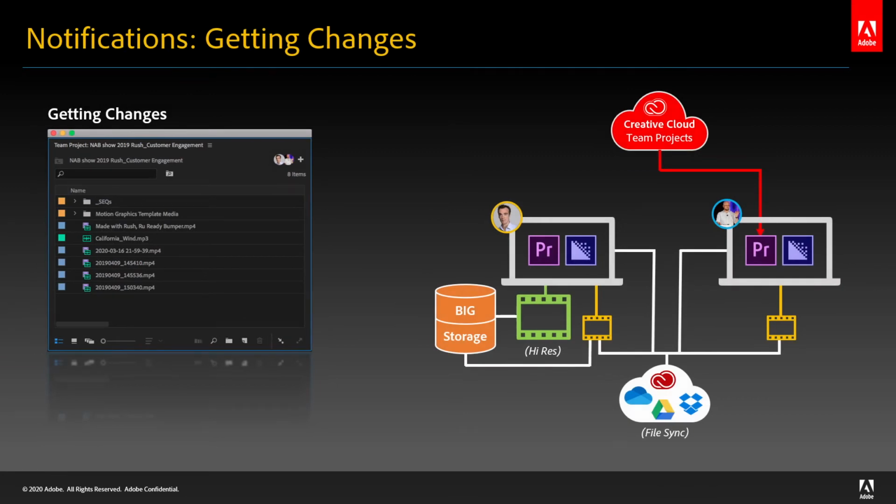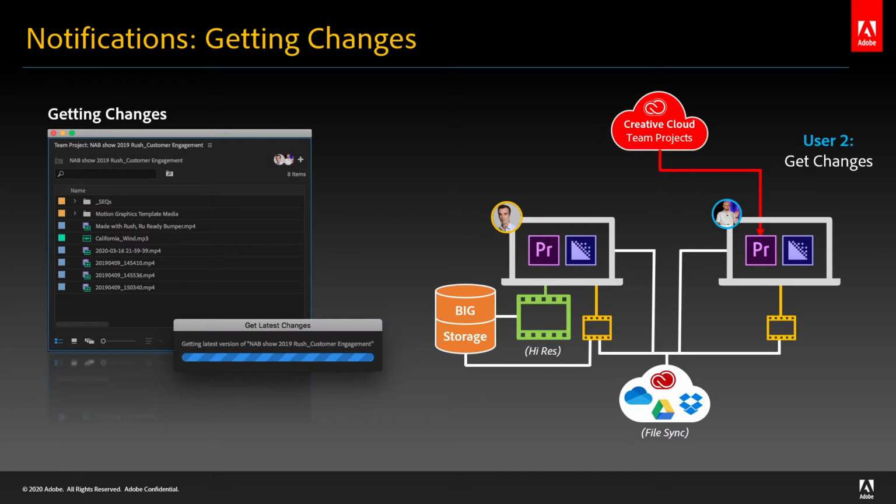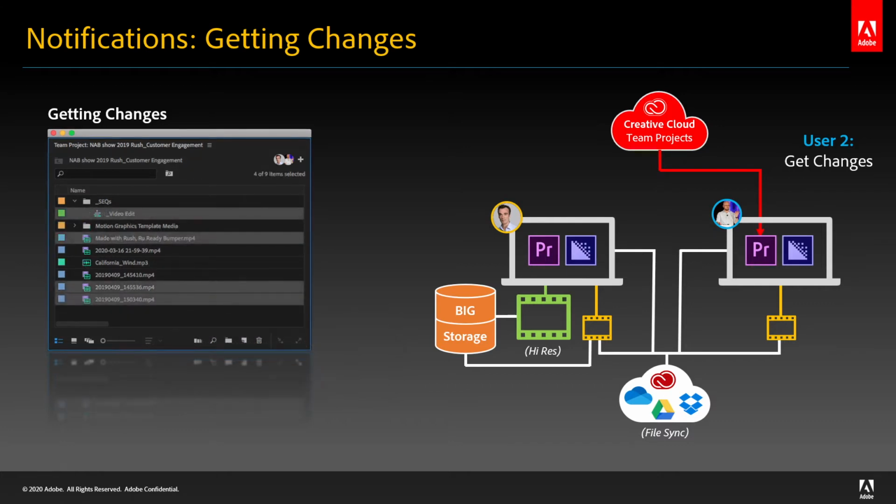In this case, we see user 2's perspective. When a new version of the team project is ready, the Get Changes icon lights up. It is to the left of the Share Changes icon in the bottom right corner of the team project panel. When the Get Changes icon is selected, the Get Latest Changes progress bar updates the team project. When the version has been refreshed, the team projects panel notifies the user of any new or altered assets by showing them as selected items.